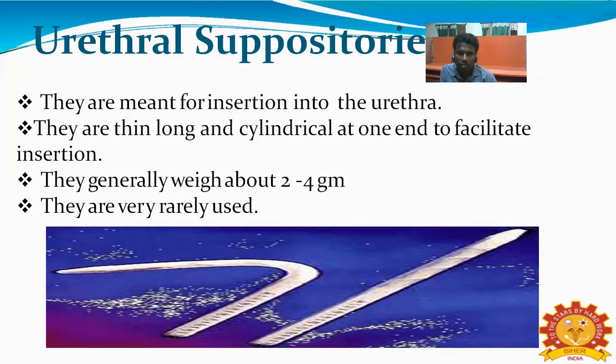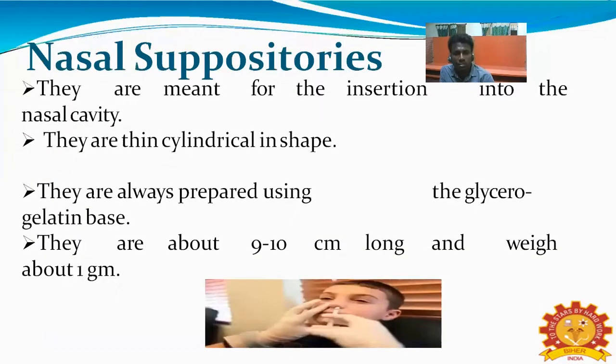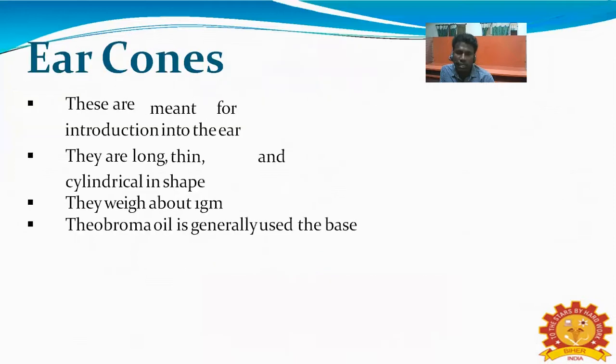Now see the urethral suppositories. Okay, understand? Okay, next. Nasal suppositories. They are meant for insertion into the nasal cavity. They are thin, cylindrical in shape. They are always prepared using a glycerol gelatin base. They are about 9 to 10 centimeters long and weigh about 1 gram.